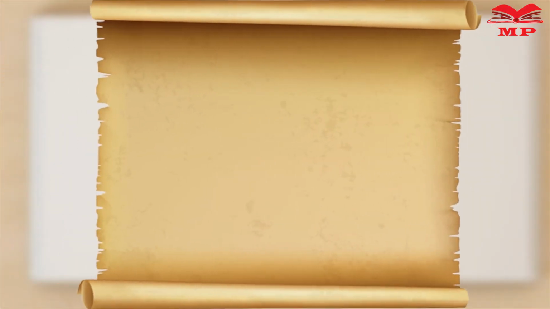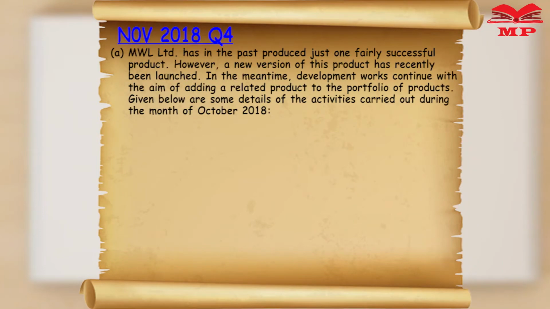Now on question 4 part A, the question reads that MWL Limited has in the past produced just one fairly successful product. However, a new version of this product has recently been launched. In the meantime, development works continue with the aim of adding a related product to the portfolio of products. Given below are some details of the activities carried out during the month of October 2018.